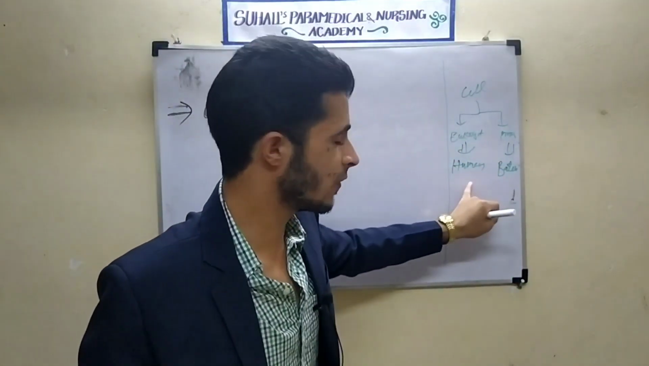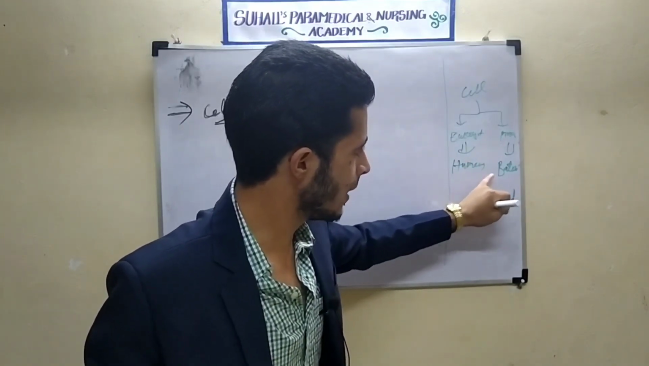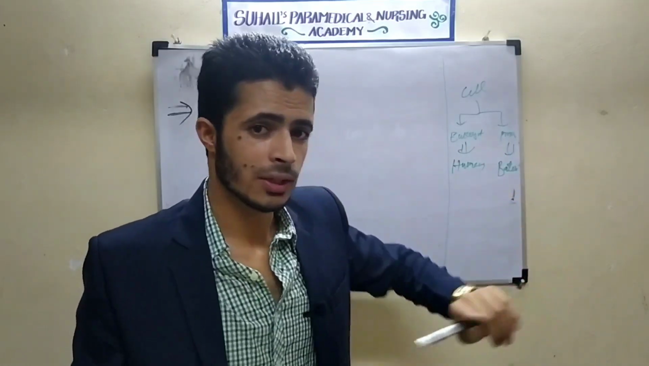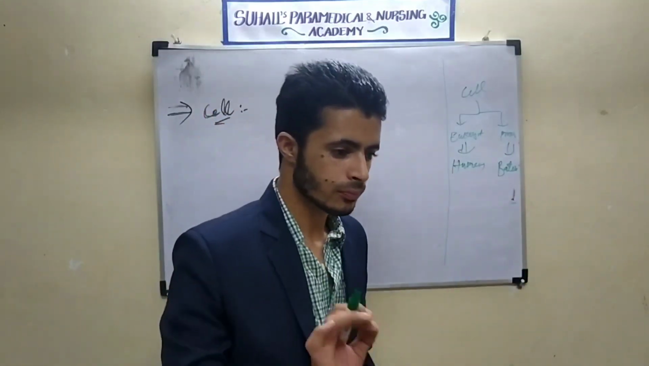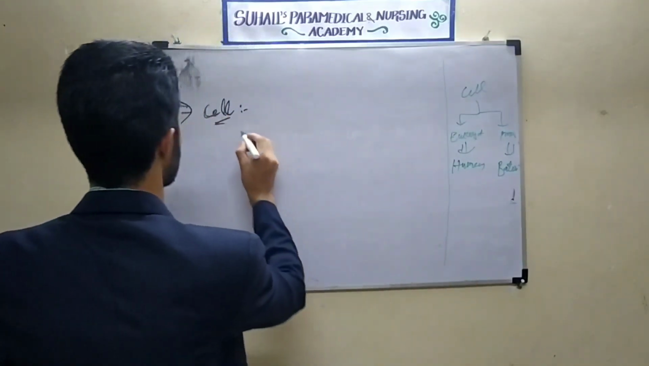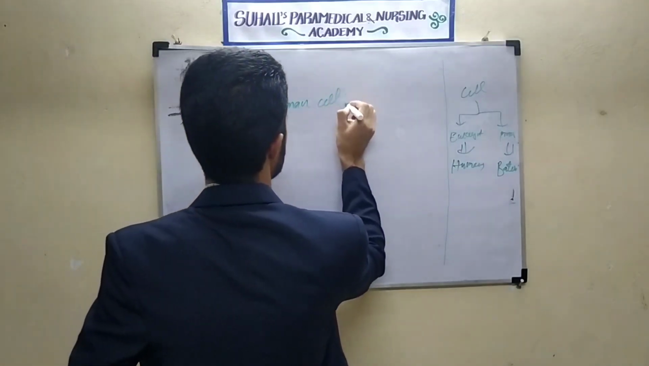There is a difference in structure between the human cell, which is eukaryotic, and the bacteria cell, because bacteria we also have to study in microbiology, and the structure of bacteria will be different. Today I am going to tell only about the human cell. In case of the human cell, I will tell one theory.